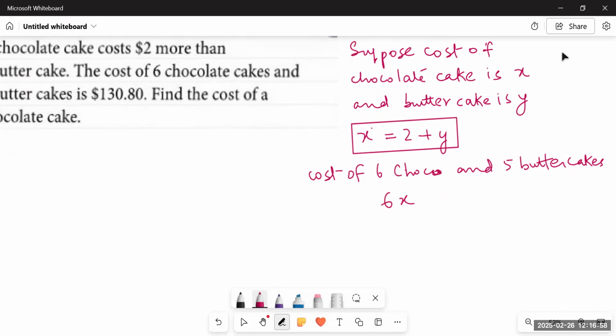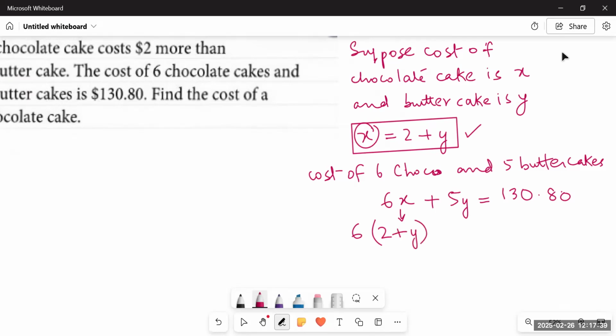Similarly, the total cost of 5 butter cakes would be 5y, right? And then they have told us the total value as 130.8. That is, when we add 6x and 5y, we will get the answer as 130.80. Next, they are saying that x is equal to 2 plus y. So what are we going to do? After making this equation, this is the second step. We have to substitute the value of this variable, right? So we will substitute the value over here with x as 2 plus y. We will write it in brackets.